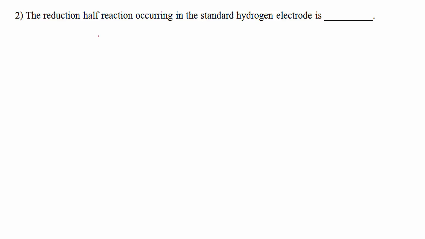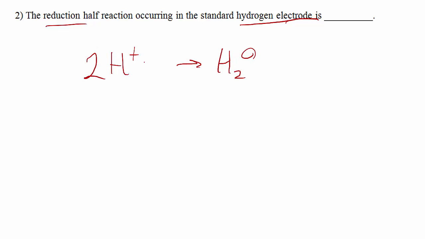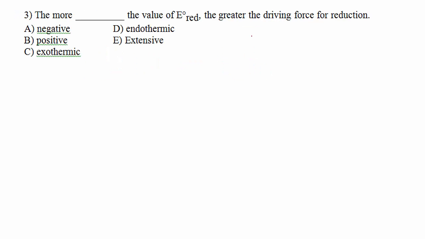Number two: the reduction half reaction occurring in a standard hydrogen electrode is, so reduction half reaction with hydrogen. You know you're going to start with H plus because it can be reduced to give you H2. So you're going to have two H pluses gaining a total of 2 electrons to give you H2, which would be a gas. Cool. That's it.